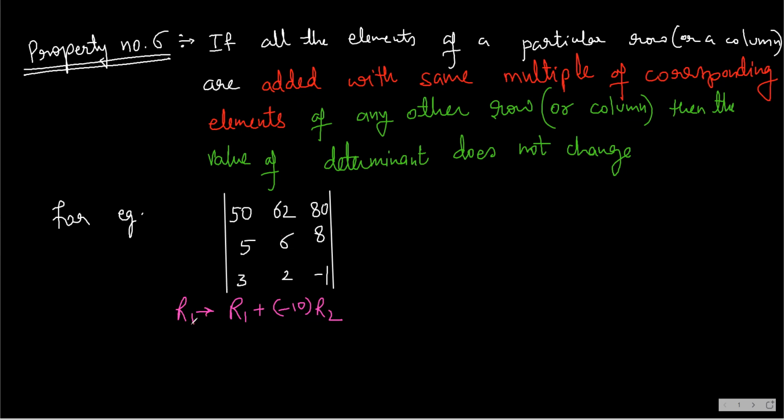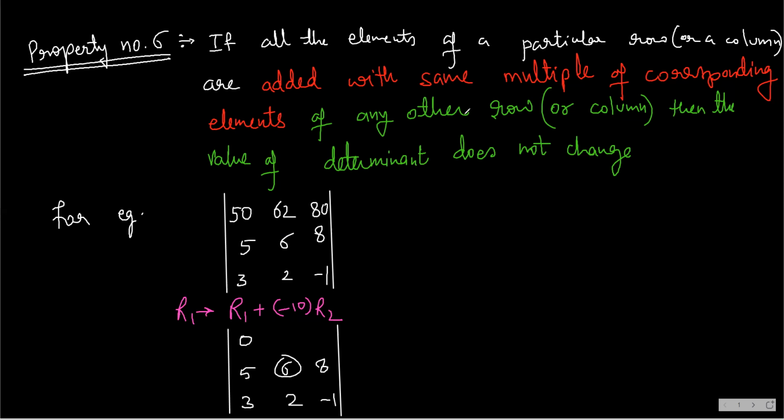You write R1 changes to. In the next step, the next determinant that you will get, R1 is going to be different. What about R2 and R3? They will remain same. Only R1 will change. So write R2: 5, 6, 8, R3: 3, 2, minus 1. What will be R1? R1 is R1 plus minus 10 R2. Multiply minus 10, it will become minus 50. Add, it will become 0.